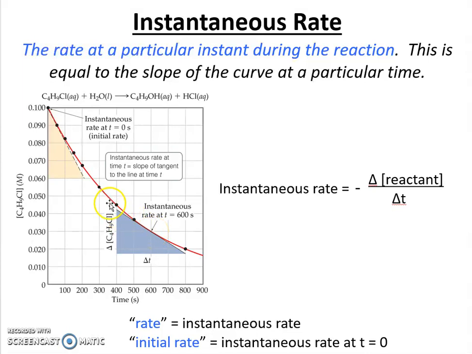Now you could draw these lines further out, you could make them shorter, but at the end of the day we need to make a nice triangle here, where we can measure the change in butyl chloride versus the change in time. So from here on out, anytime we talk about the rate of a reaction, we're talking about the instantaneous rate, and sometimes we talk about the initial rate, which is the instantaneous rate at t equals 0 seconds, at this very initial part of the reaction.